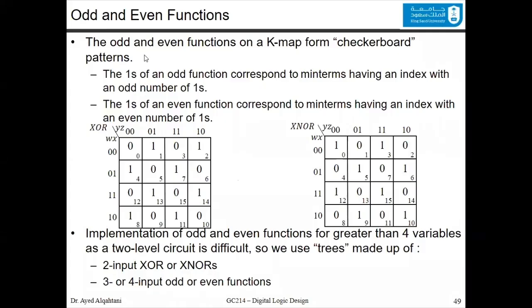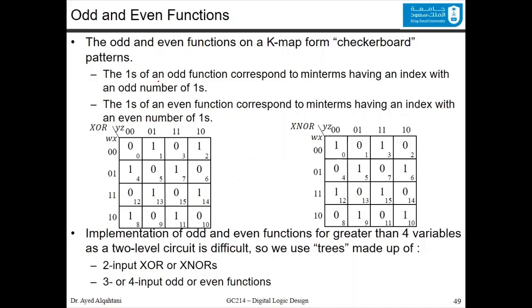After discussing function minimization using the Karnaugh map, whether it's 2 variables, 3 variables, or 4 variables, now we will see some features of special functions. And if we can, we show their relation to the Karnaugh map. So the odd and even functions on a K-map form checkerboard patterns, like the chess game.